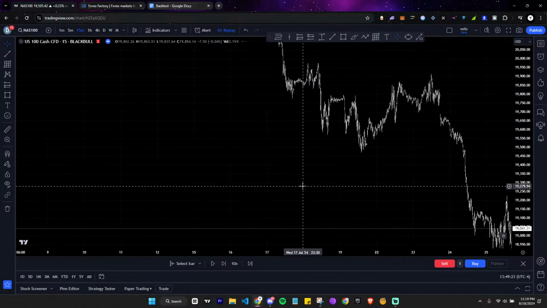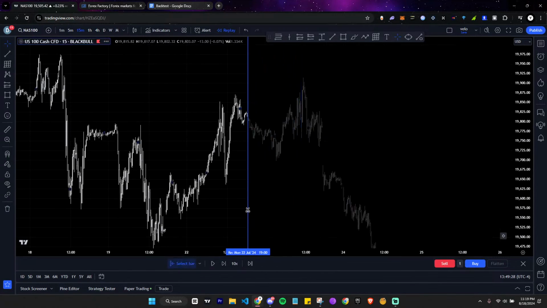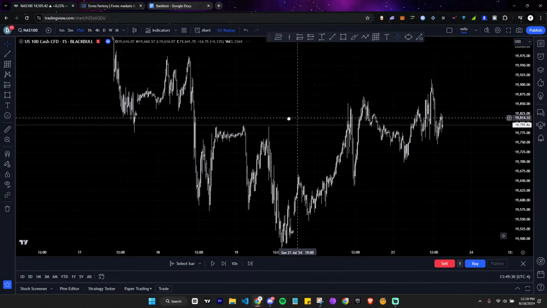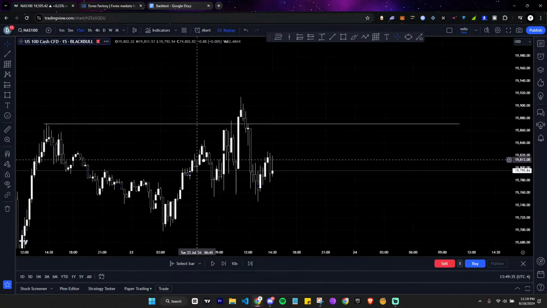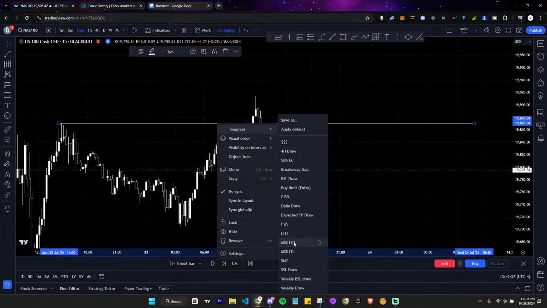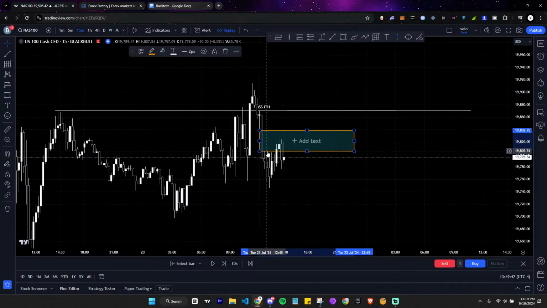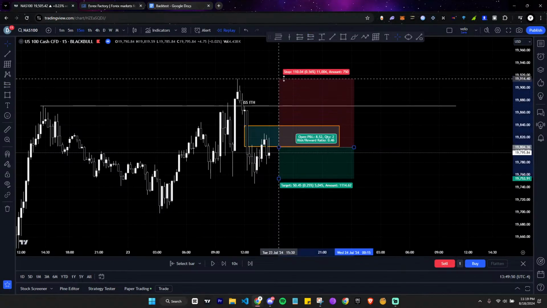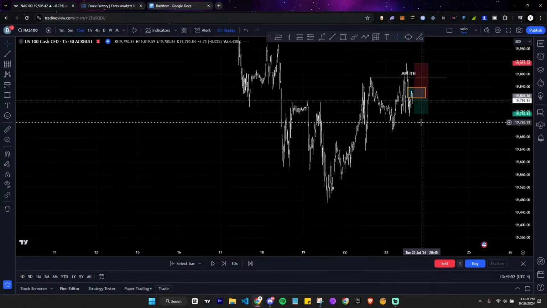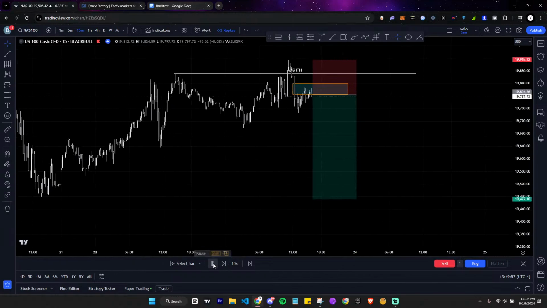Okay, let's get this out the way. You see over here, if you look at it in this perspective, you see a manipulation. Right. This buy side liquidity is swept. We see the displacement below, and then we see this fair value gap, which is unmitigated until it's wicked into. This wick is basically the one that enters us into the trade. We're going to use this swing high as my stop loss, this as my take profit. Let's see if this works.